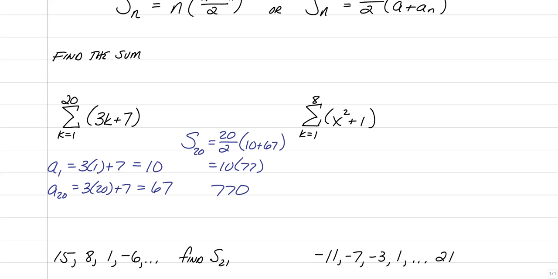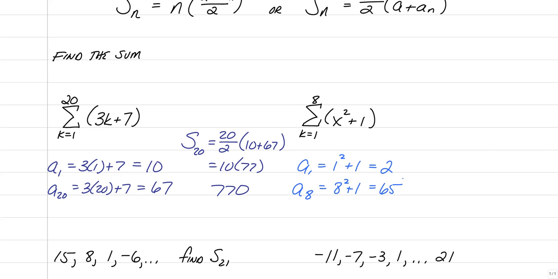So why don't you pause the video and try the next one, see if you can get it correct. So you should have found the first term, a sub 1, is going to be 1 squared plus 1. So that is 2. And we're going all the way up to 8 terms. So a sub 8 is equal to 8 squared plus 1, which is going to give us 65.